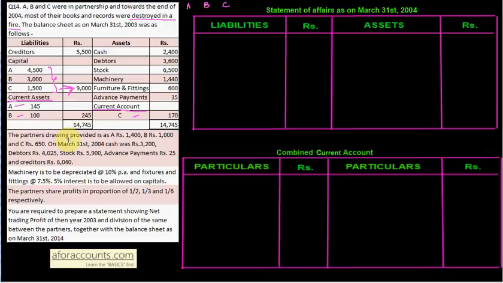The partners' drawings are provided for A, B and C. This will be required for your capital account on 31st March 2004. So 2003 has been given and for 2004 they are giving some information for the closing statement of affairs. Cash was 3,200. Okay, so for the closing statement of affairs, cash is 3,200.